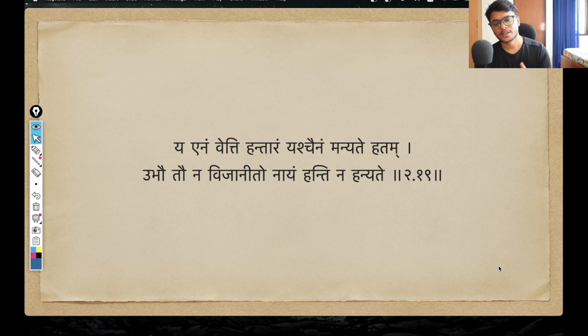Okay, so this is the shloka that we will decode today. Let me go through the shloka once. Ya enam vetti hantaram yaschainam manyate hatam ubhau tau na vijanito nayam hanti nahanyate.